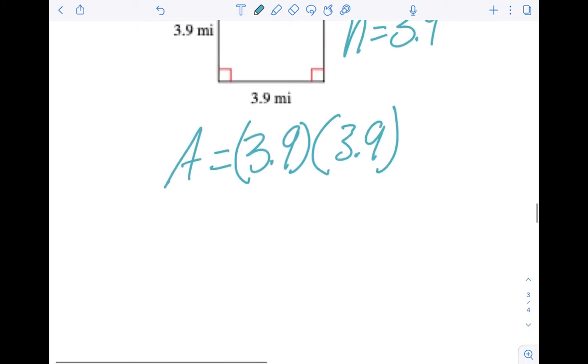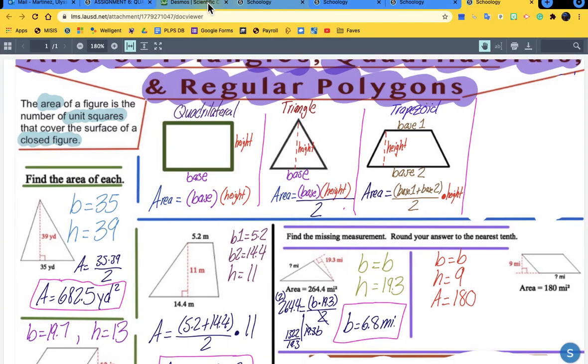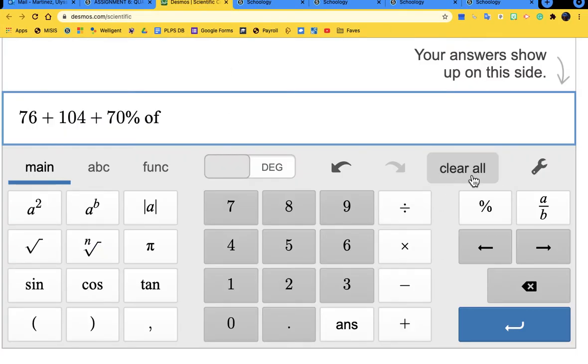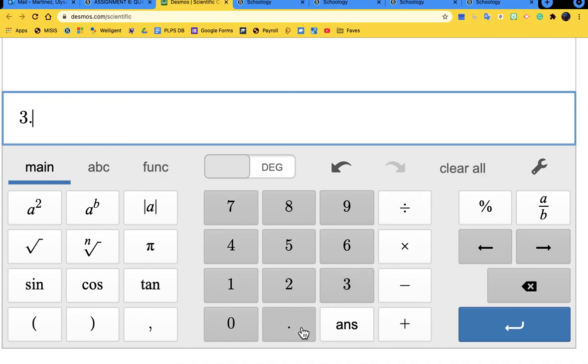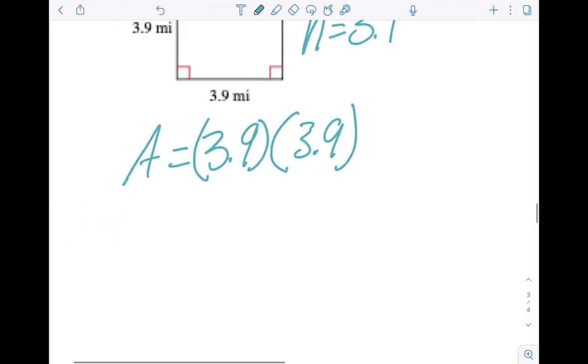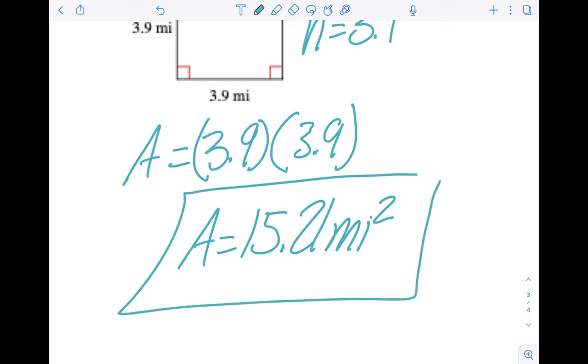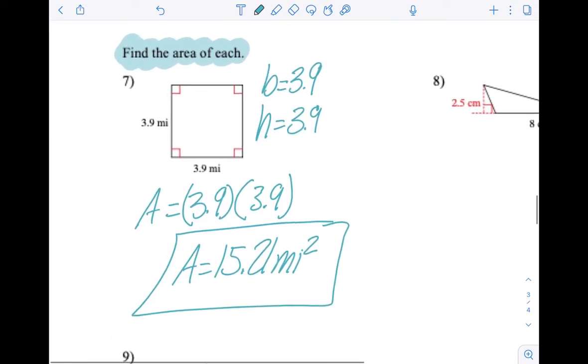Right? So I'm going to use my calculator. Where is it at? Right here. Clear. 3.9 times 3.9 is really 3.9 squared. It's just 15.21. Area is equal to 15.21 miles squared. That's my solution right there. Okay? That's my solution right there.